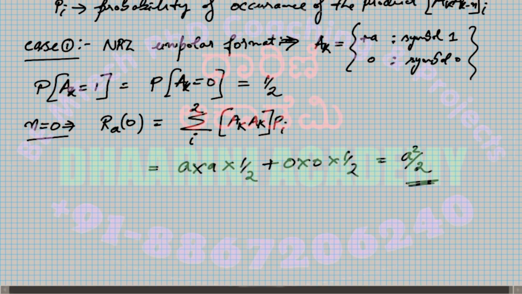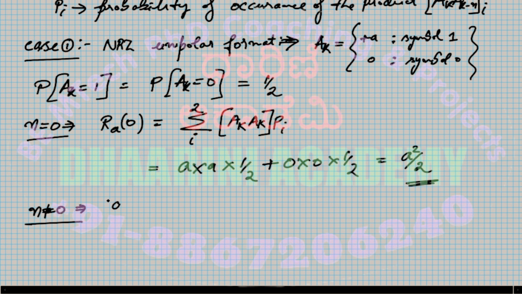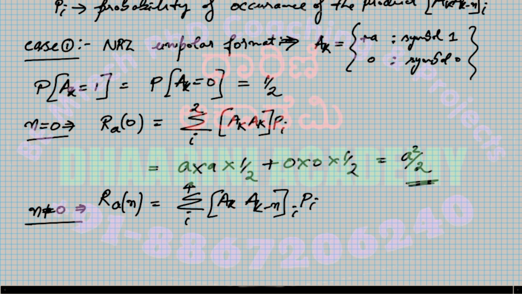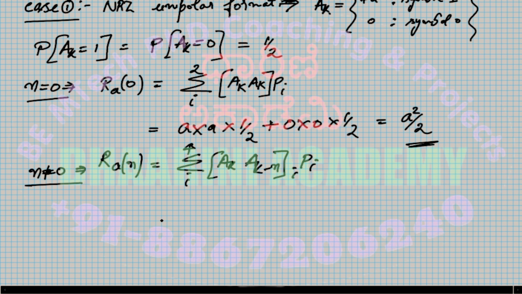So that means all the other cases I can club into a single case, that is n not equal to 0. Whenever n is not equal to 0, let's calculate now. That is RA of n. This is equal to, now you write the summation, I till 4. This is simply AK into AK minus that n value, the ith term, into the product probability pi. Okay, so the notation is fine for you, right?